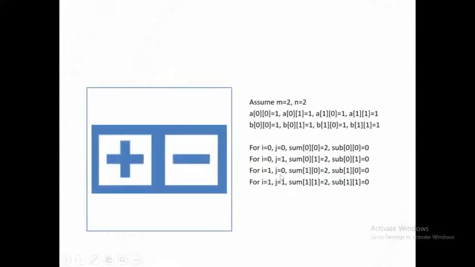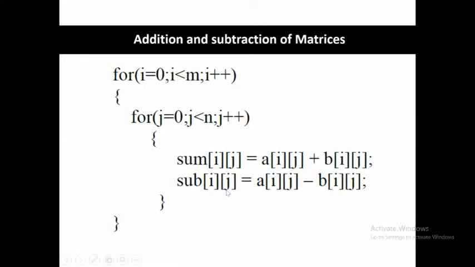Whenever i value is 1, j value is equal to 0. Sum of 1 0 is a of 1 0 plus b of 1 0. Next control goes to where? Here, this one: subtraction of 1 0, a of 1 0 minus b of 1 0, that is 1 minus 1 0. Now control goes to where? This one.